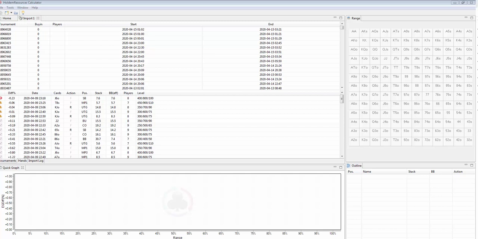I want to know exactly what level of error there is, because certain errors are just kind of as close to break even, so it's really not that big a deal. So what Holdem Resource Calculator does allows you to actually quantify your errors, and I've come up with a way to do that.